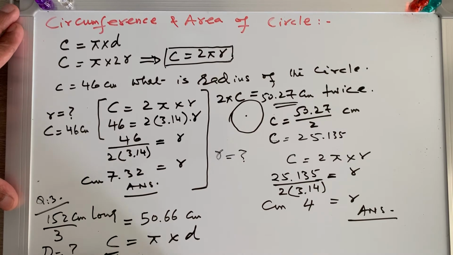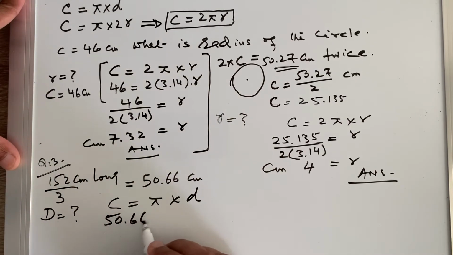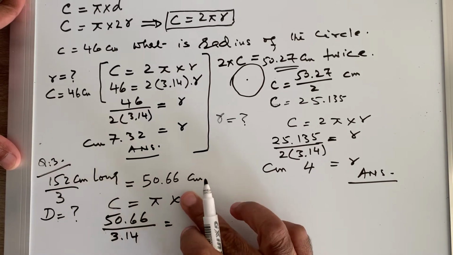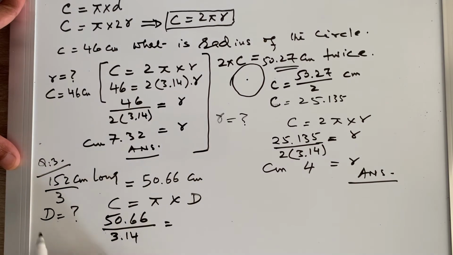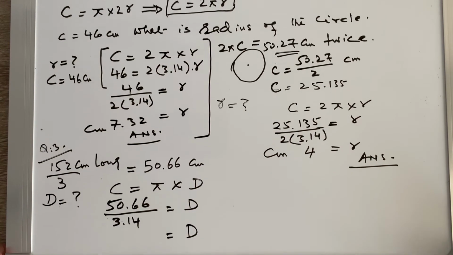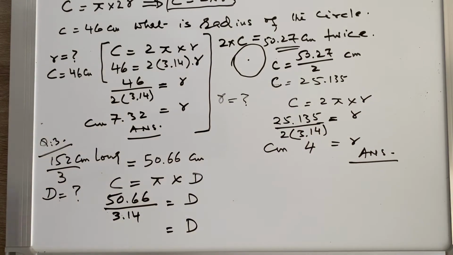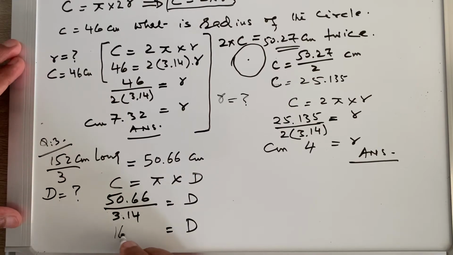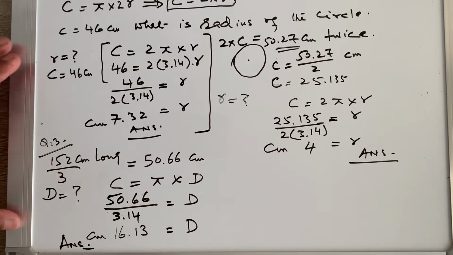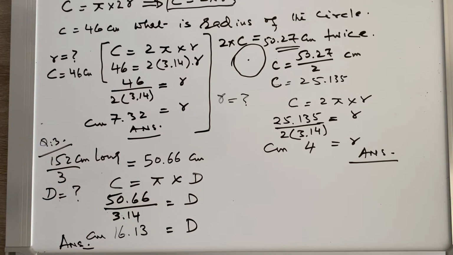So circumference 50.66 divided by 3.14 is equal to d. D for diameter, I put it here as capital D. So my d is equal to 50.66 divided by 3.14. Let's see what it comes out to. 50.66 divided by 3.14 is equal to 16.13. So 16.13 centimeter is the diameter of that circle. So read the question carefully: what is given and what is required.